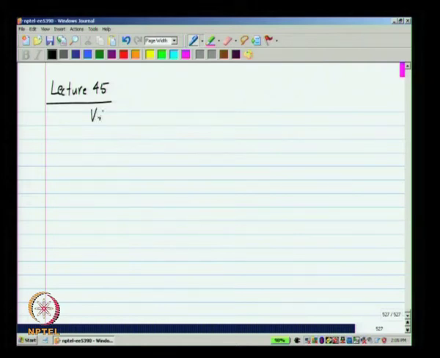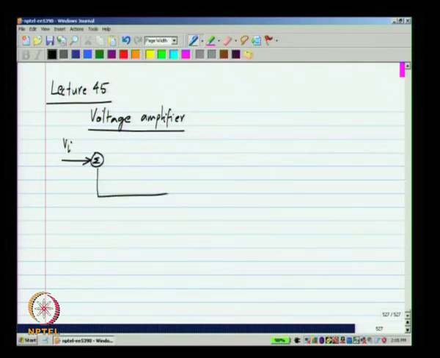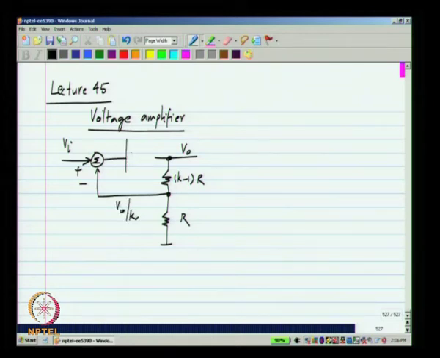Now let us take our prototype voltage amplifier. What did we do? We took the input voltage, compared it with a fraction of the output voltage. If this is V naught, this will be some V naught by K, and integrated the difference to drive the output.